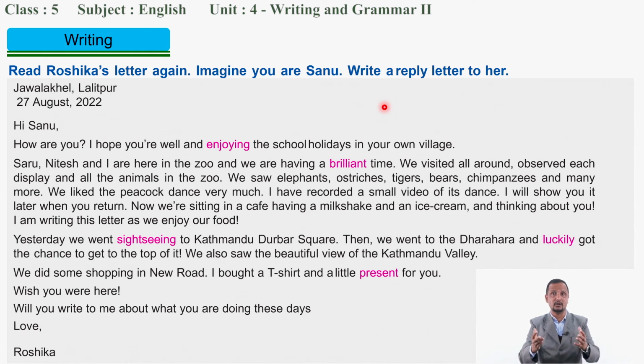So once you have read it out, and we already discussed this, okay? In this letter, Rosika has written to Sanu, and Rosika, Saru, and Nitesh went on an outing. They visited different places, and they enjoyed a lot, and they bought a present for Sanu, and they have written this letter, okay? Now, the question here is, will you write to me about what you are doing these days? Right. So now you have to write a reply letter.